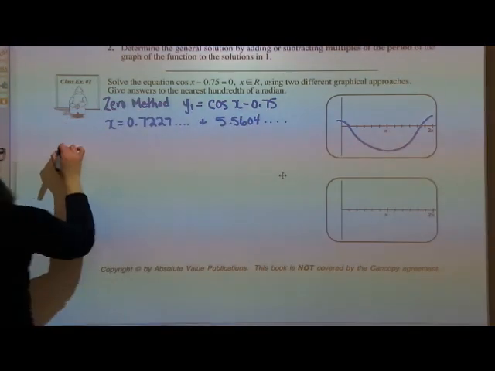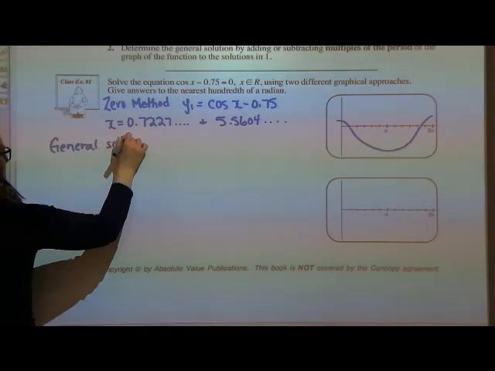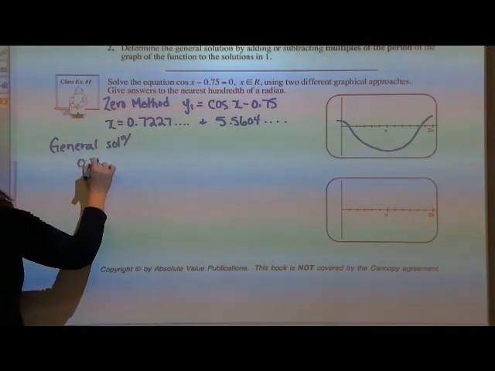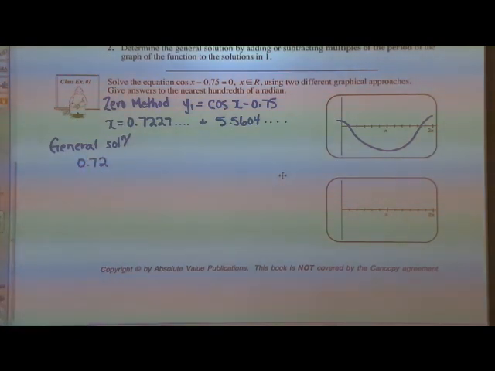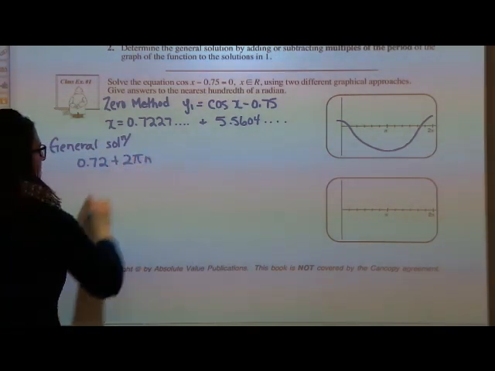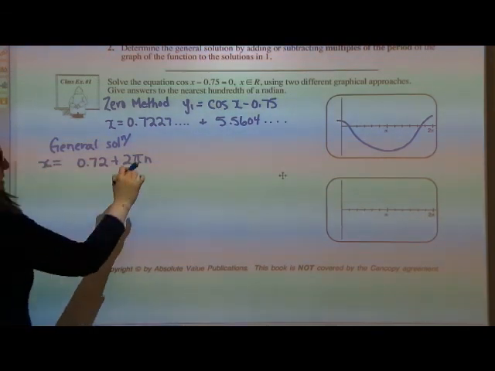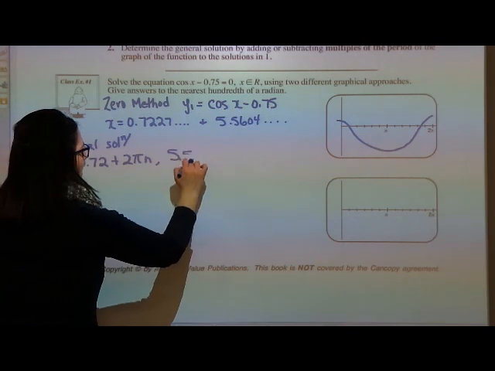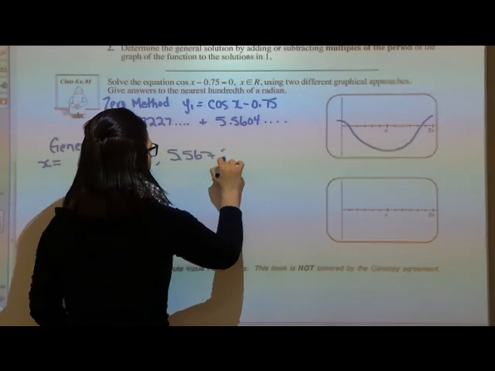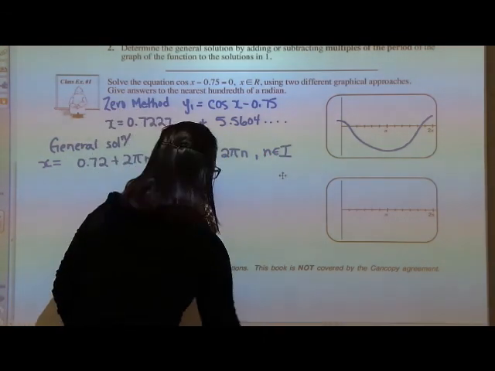So then my general solution would be to take that first zero, and we're going to round it to the nearest hundredth, so 0.72, and then add multiples of the period, which is 2 pi. And then my second solution, 5.56, rounded to the nearest hundredth, plus multiples of 2 pi. Condition being that n has to be an integer.